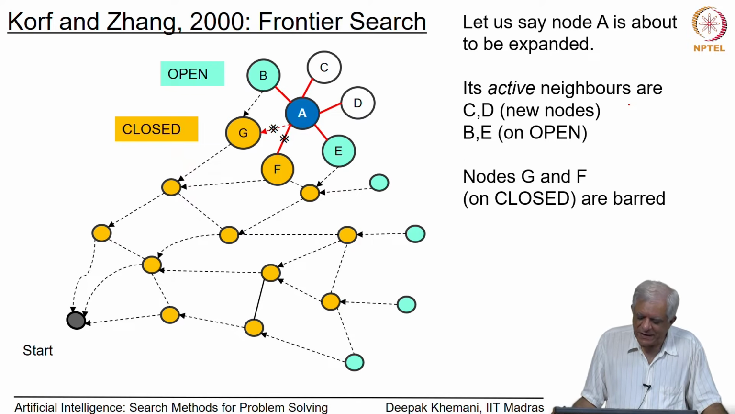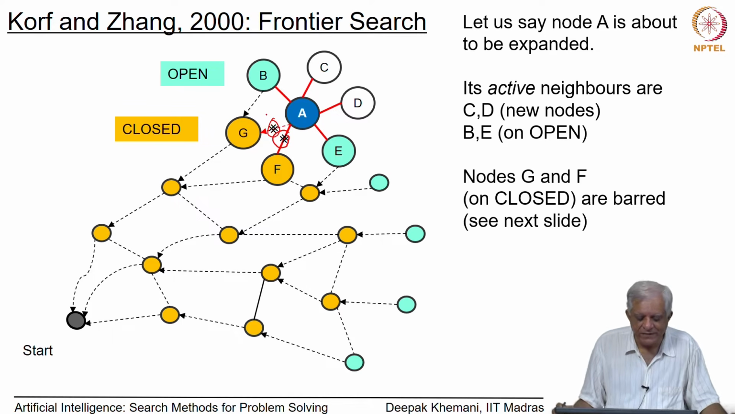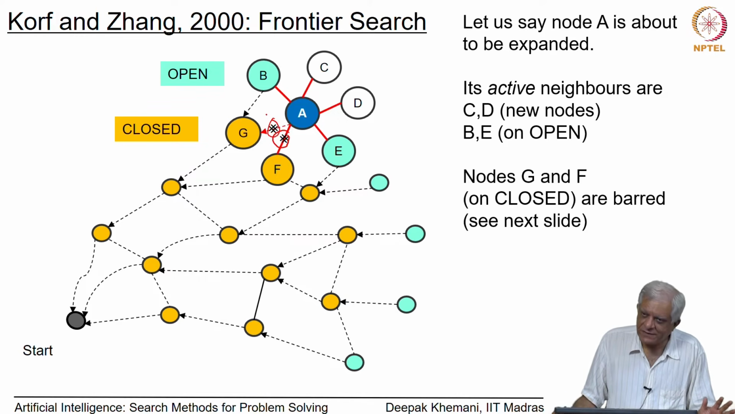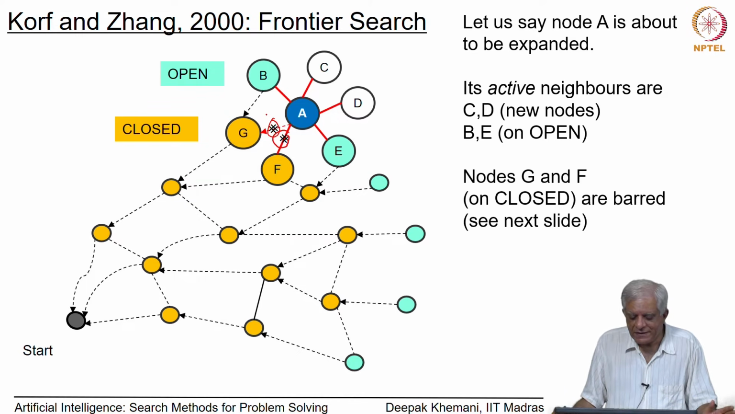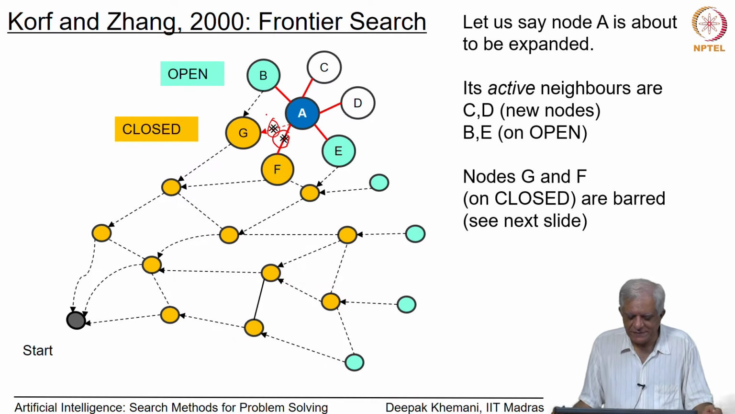The nodes G and F, which are also neighbors of this node A, which are on closed, are barred, and we will depict this by saying that we will bar A from generating those 2 nodes. So, effectively what Korf and Zhang's algorithm, frontier search, does is that when it expands node A, it does not regenerate G and F because they are barred, and it may regenerate the other active nodes, which are B, C, D and E essentially.